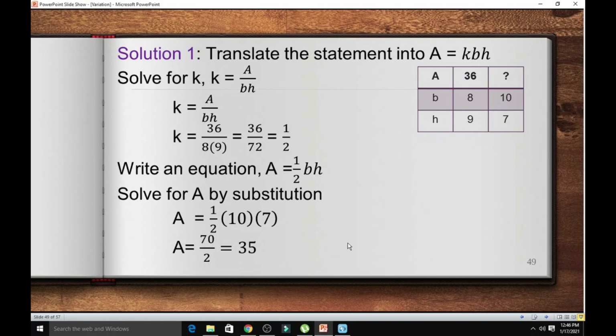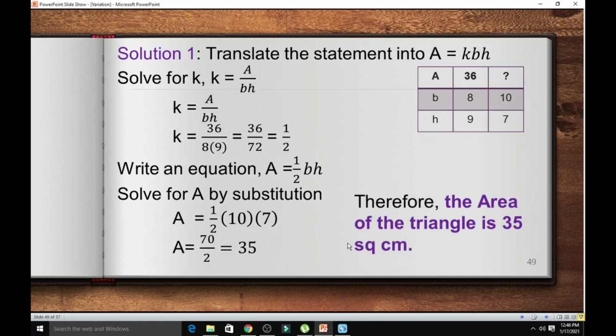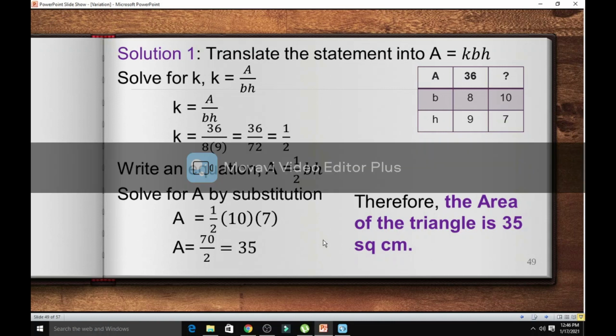So, yun yung sagot natin. So, therefore, ang area ng triangle ay 35 square centimeters. So, kung ano yung ginamit na unit dun sa problem, yun din yung ilalagay nating final answer doon sa ating sagot.